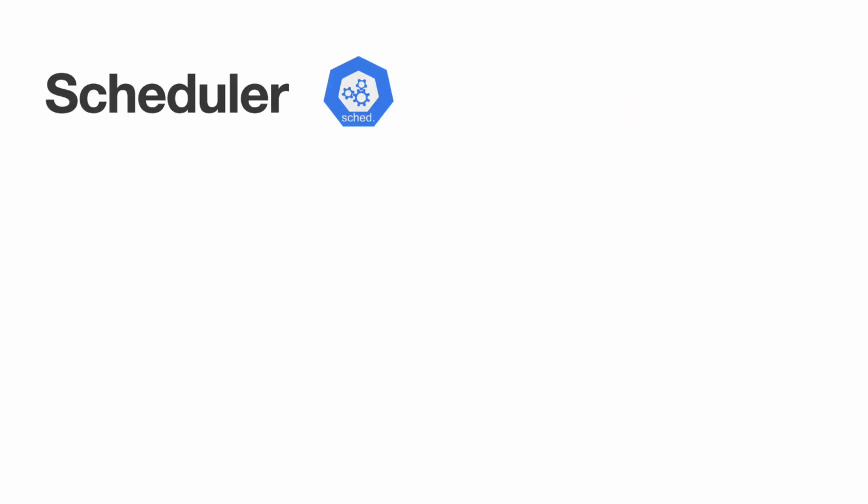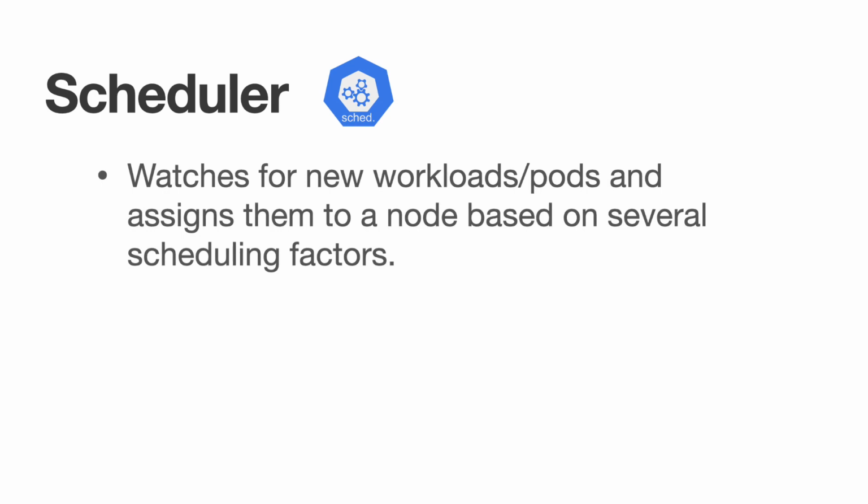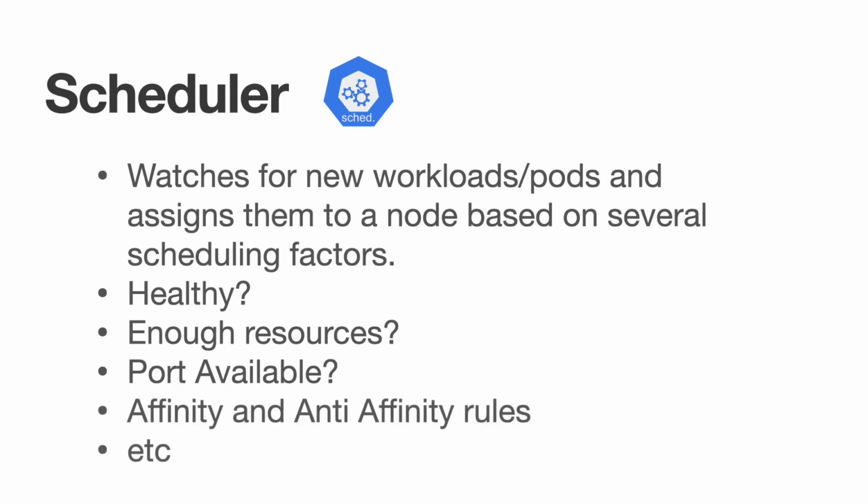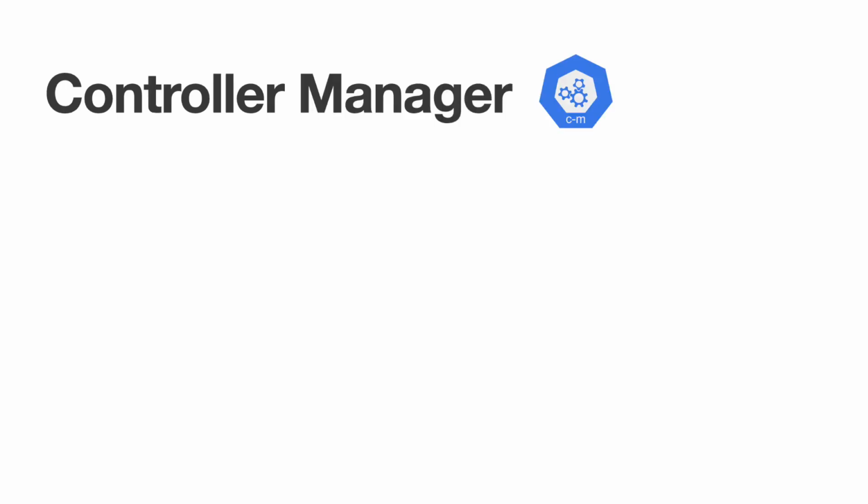So the scheduler watches for new workloads, pods, and assigns them to a node based on several scheduling factors. Is the node healthy? Does it have enough resources? Is the port available? Affinity and anti-affinity rules, and other important factors. So you can see that it's a really important component. Next, we have the controller manager.